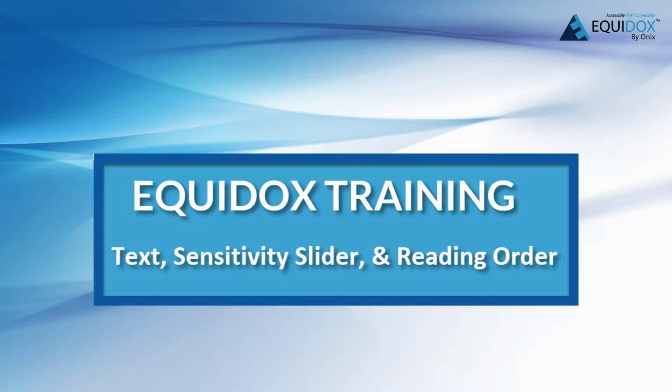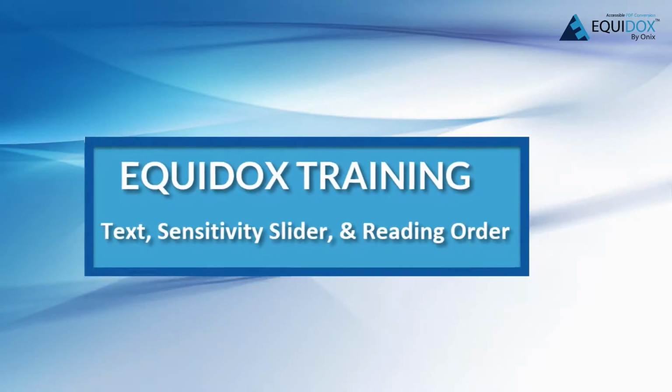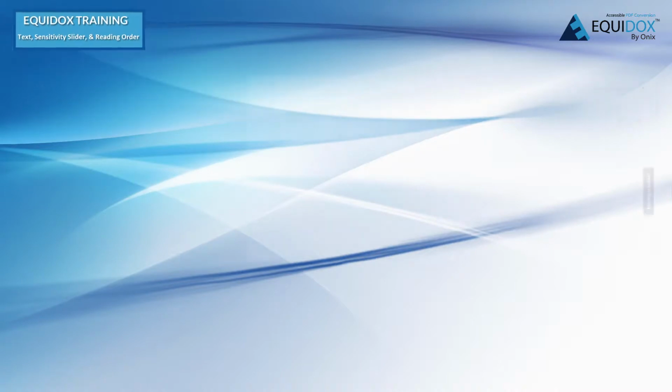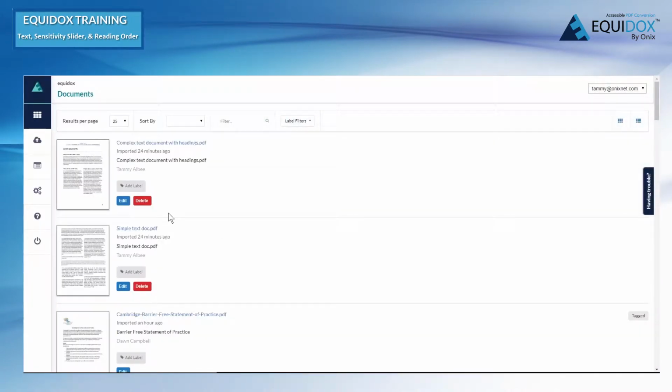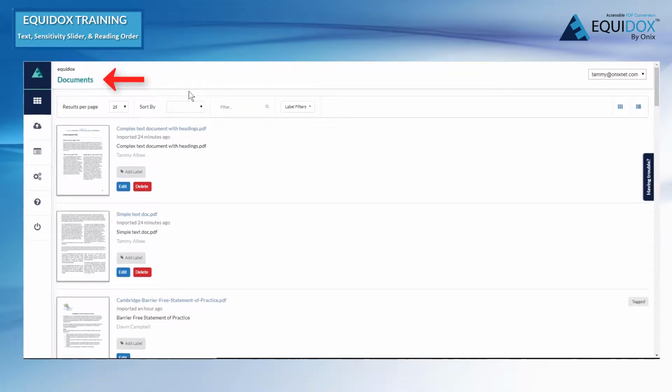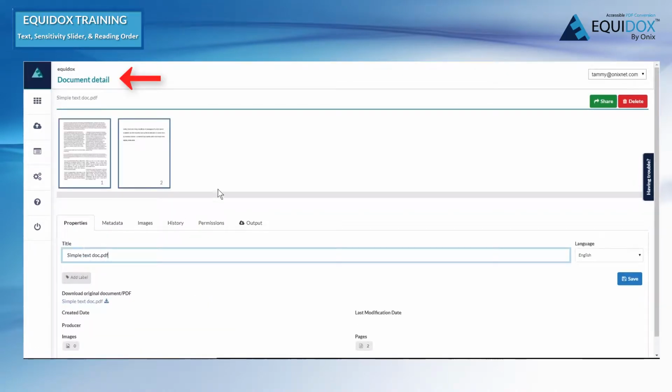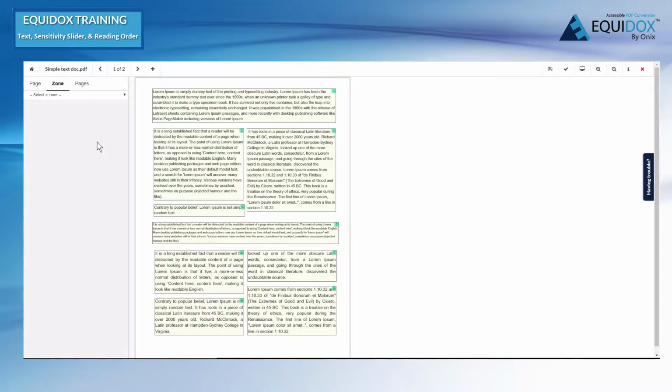Equidox training. Text, sensitivity slider, and reading order. Most of your remediation work will be spent working with various text. Open your document in the Documents view by choosing the Edit button, or clicking the thumbnail. This opens the document detail. To edit your document, choose the page you wish to edit, and click on the thumbnail.